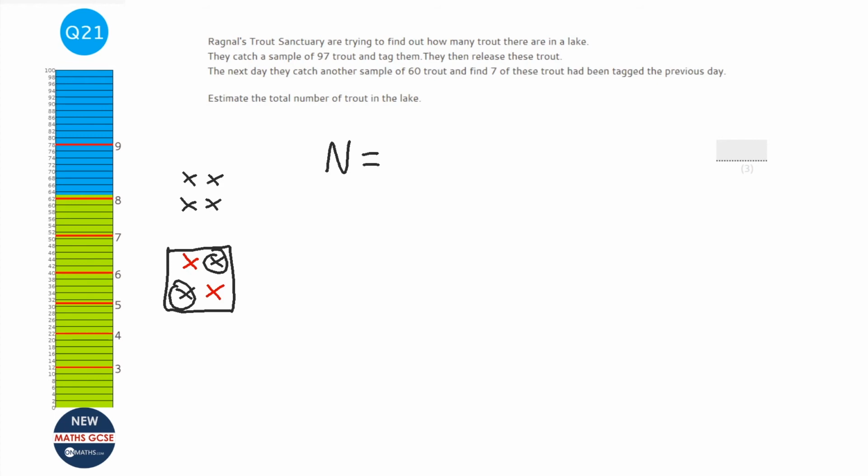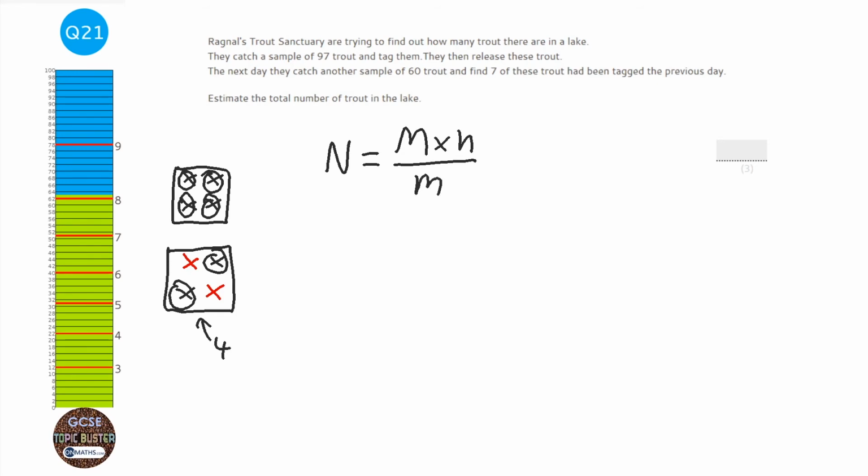N, which is the population size, that's what we're trying to find out, equals M. Now, M is the amount of things that you marked and then released. So on our example here, we marked 4. Times N. Now that little n is the size of the recapture sample, which is 4 here, over little m. Now little m is the amount of things in your recapture sample that were marked. So in our little example here, it's 2. So let's apply this to the question.